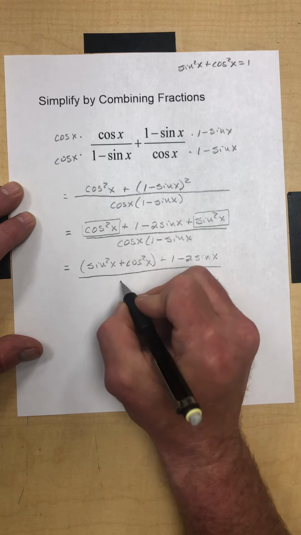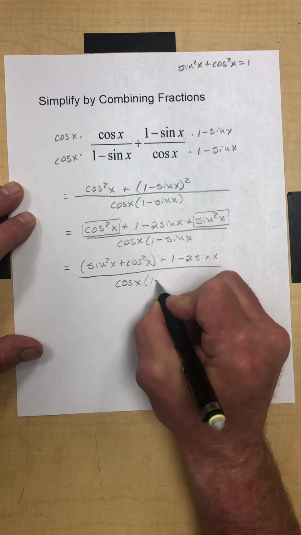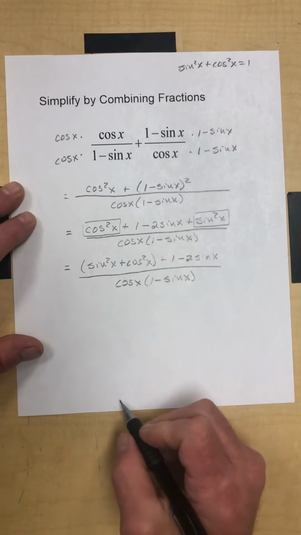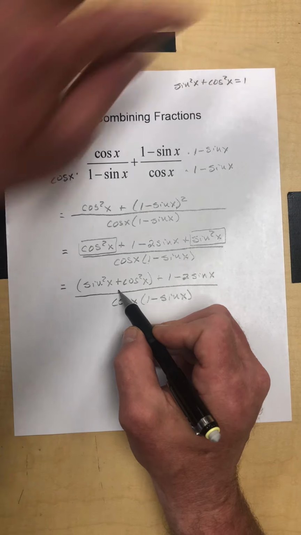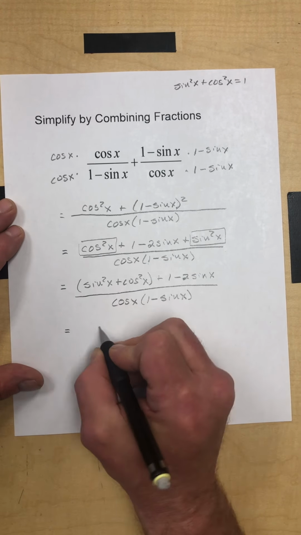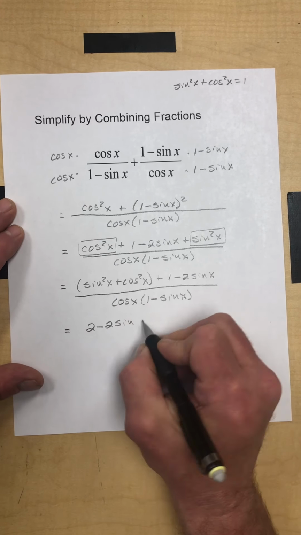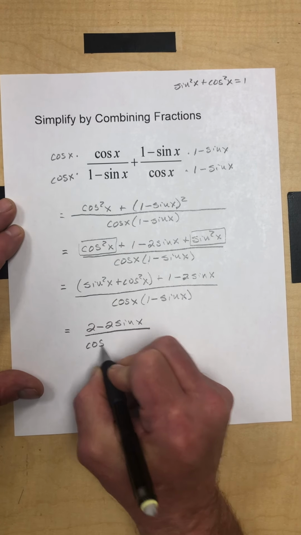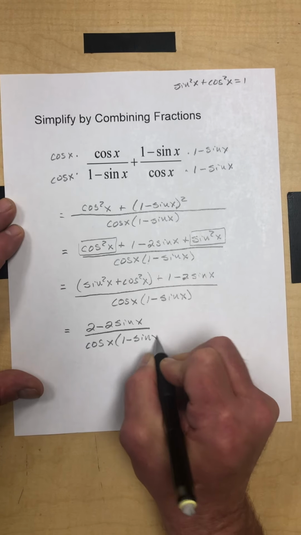All over cosine x times 1 minus sine x. Okay, well this guy is equal to 1. Okay, we know that. So this is a 1, which I can add with that 1. Okay, so I get 2 minus 2 sine x all over cosine x times 1 minus sine x.